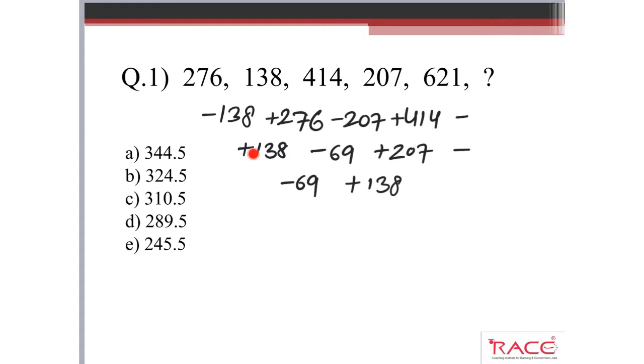So you can see here in this series, this number is half and this number is double of this given number. So the next number will be half of this number. So half of this number will be 103.5. Okay, now we have to subtract it. So it will be 103.5 here.